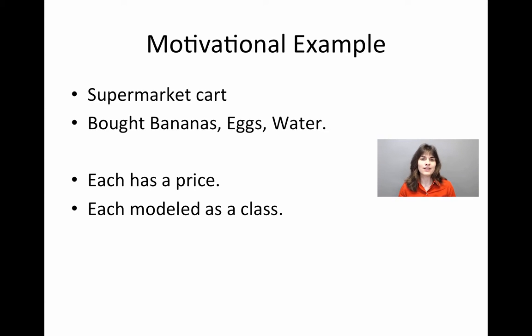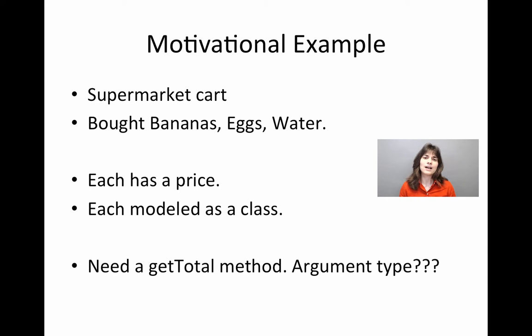Here is the question that we need to answer now. Here is the problem that we need to figure out to solve. If we want to find out how much the customer will pay for these items, we will write perhaps a getTotal method. A method that will be taking the items that the customer bought, see the price per pound, per dozen, or per gallon, whatever it is, depending on the item, and then it will compute a total. The question is, what should the argument type be for such a method?